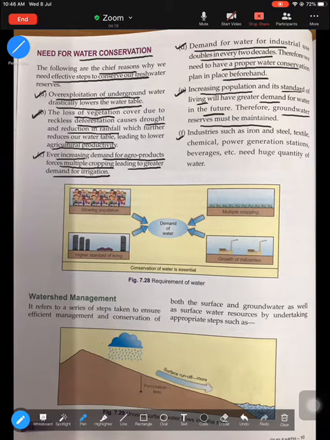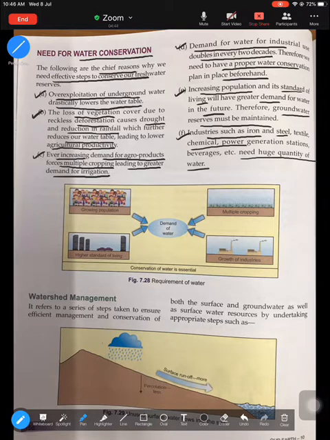And the last reason is that industries such as iron and steel, textile, and chemical industries need huge quantities of water. So these industries again are very important for the demand of the population to be fulfilled. That is why we must ensure the conservation of water is done seriously and effectively. All right. So those were the reasons why water conservation must be done.